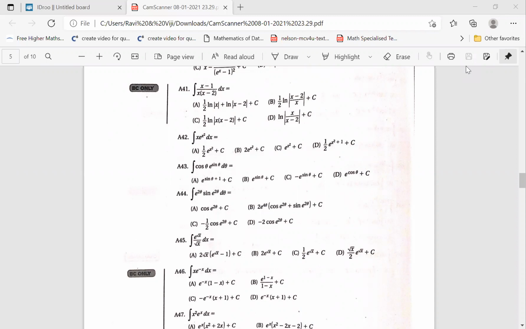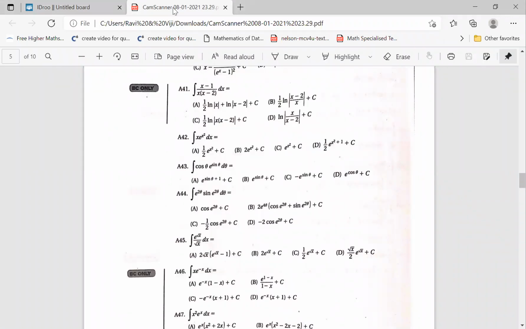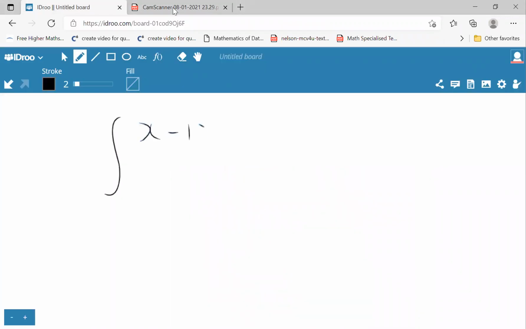Now let us continue with the MCQs for the lesson integral calculus. Looking at the 41st one, integration of x minus 1 by x into x minus 2 dx.